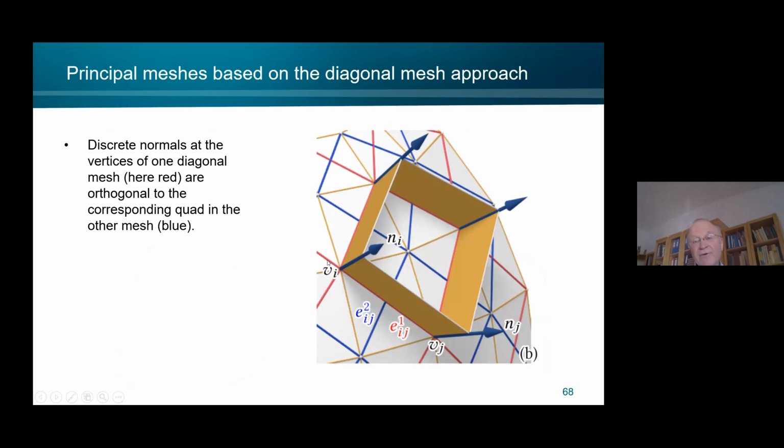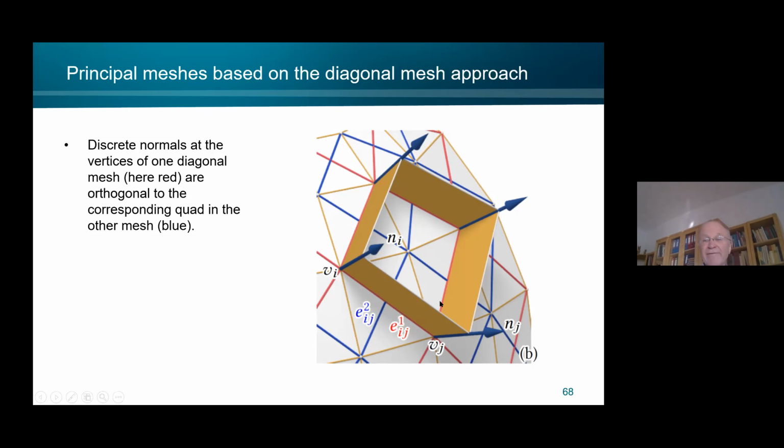I take a vertex of the red mesh. It lies inside a face of the blue mesh. And we can assign a normal to this vertex, namely orthogonal to the face of the blue mesh, which is planar. I've just said we want to have all these white faces to be planar, and therefore all the faces in the diagonal mesh are planar.